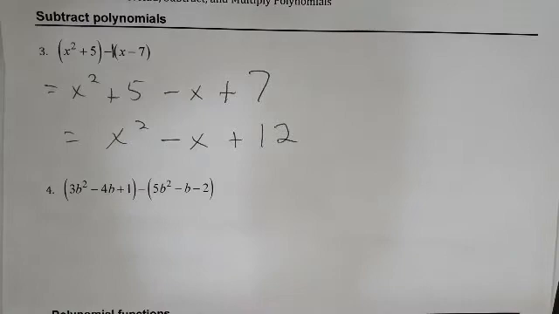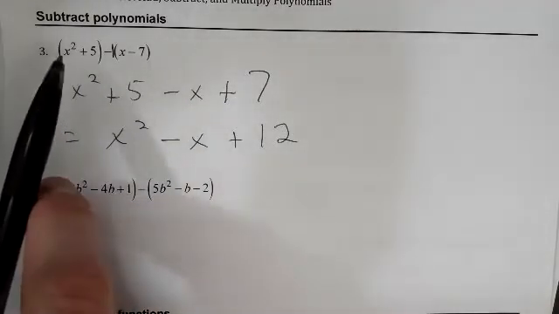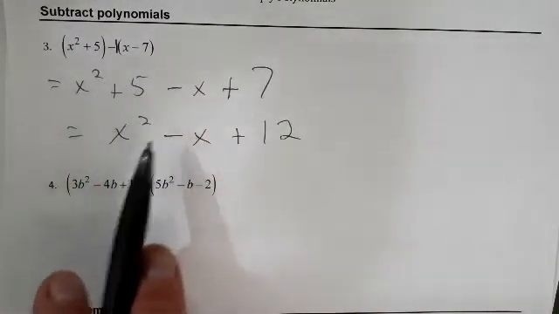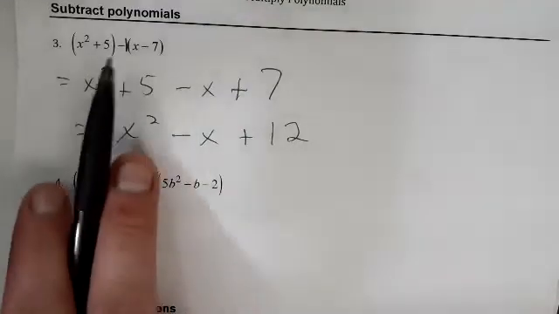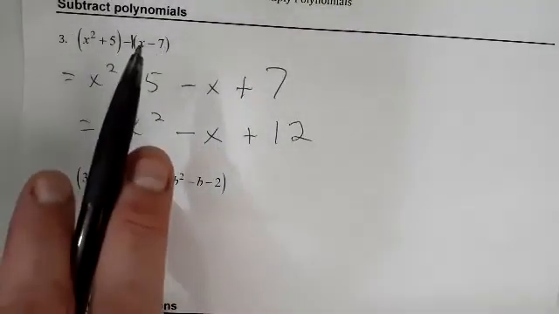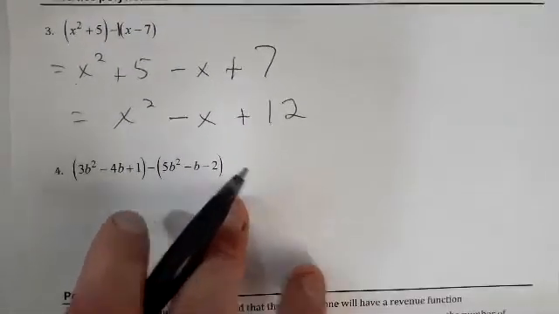And in general, I would probably recommend distributing this thing. The other way you can do it is you can do it term by term. So x squared, there's nothing for it to minus over here, so we keep it. 5 minus a minus 7 will give you the 12, and then the other thing we missed is the minus x. So I would probably suggest distributing it first. You're less likely to miss terms.